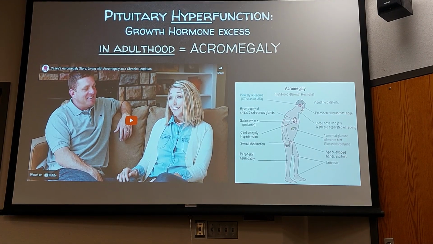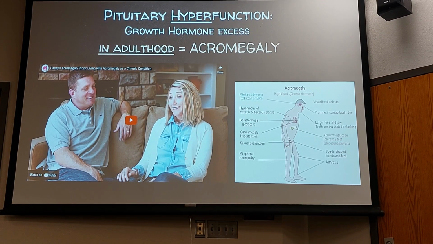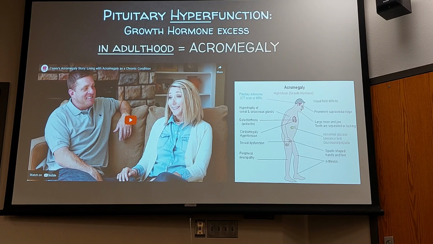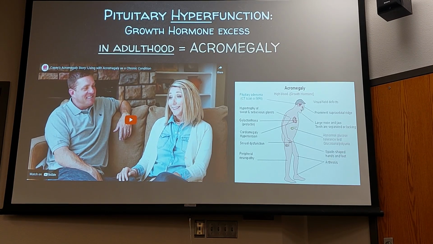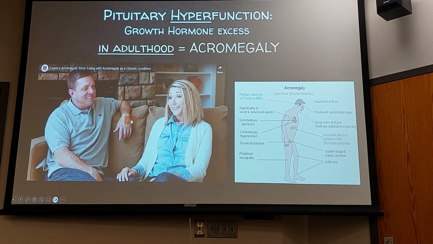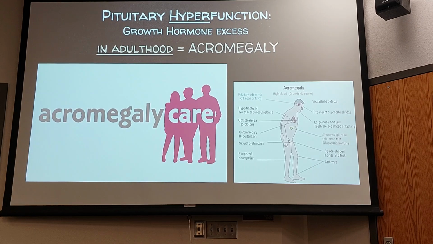And then we can have it in adulthood too. It can come about, and it's called acromegaly in adulthood. We've got a picture over here on the right that shows some of the symptoms that you'll see here. And then this video is a story. This guy Casey tells his story, and it's a good way to hear it from somebody explaining it on their own. So we'll let that play out.